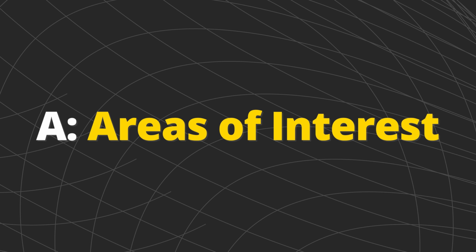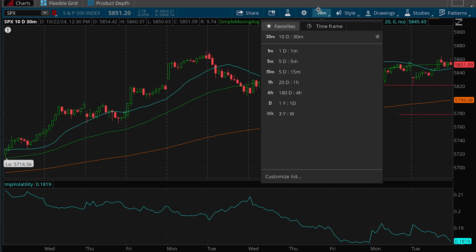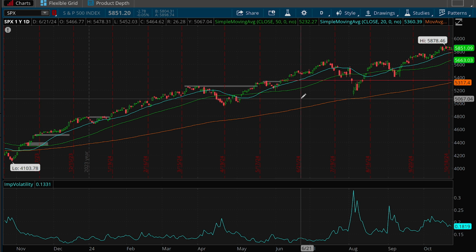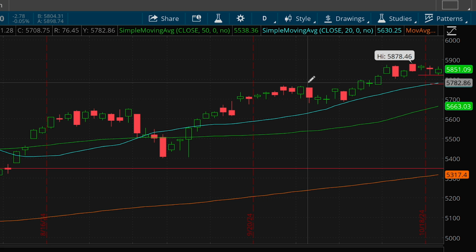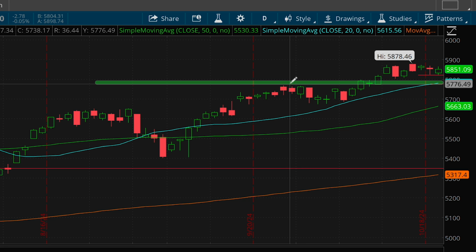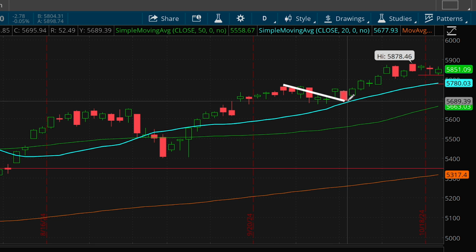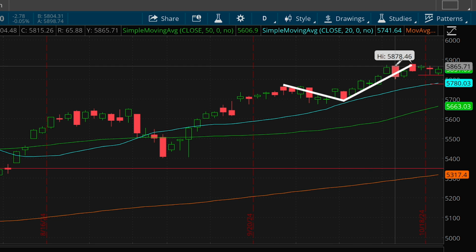So this is where we would then start identifying areas of interest. One thing I like to do again is to identify areas at a higher time scale because these areas are usually more impactful. So here we will start drawing areas of resistance and support. The first thing you'll notice is that there's an area of potential support around 57.70, right? Why? This is the previous swing low that broke up to a higher high.